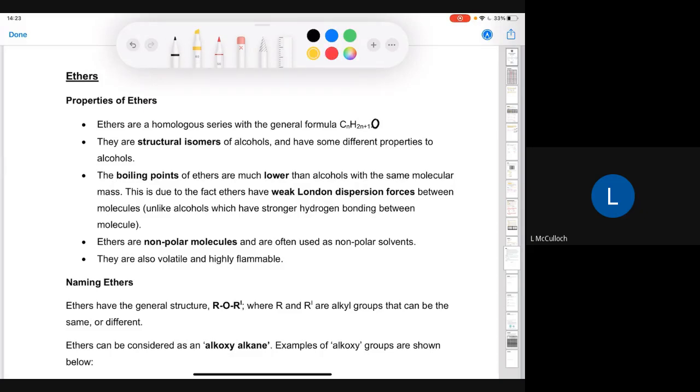They are structural isomers of alcohols, but the properties that they have compared to alcohols are quite different. So for example, the boiling points of ethers are much lower than alcohols with the same molecular mass. And this is due to the fact that ethers have weak London dispersion forces between molecules, unlike alcohols that have stronger hydrogen bonding between their molecules. Ethers are non-polar molecules and are often used as non-polar solvents, and they are also volatile and highly flammable.